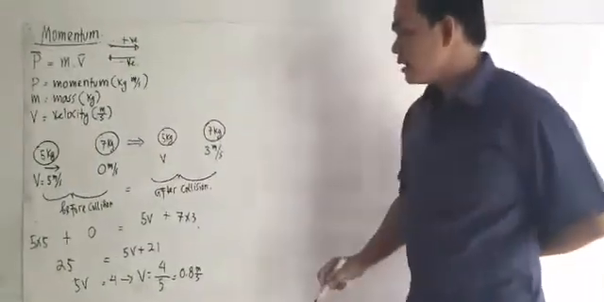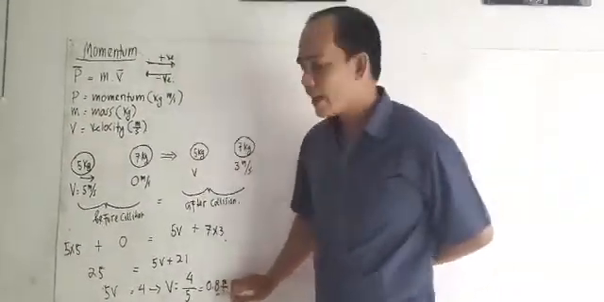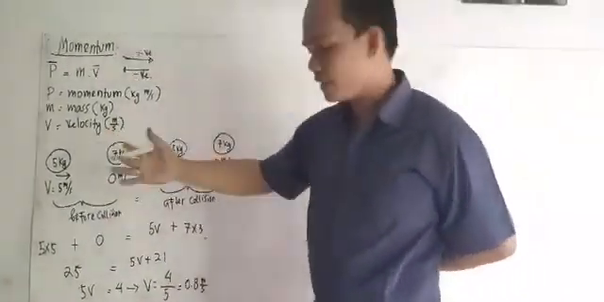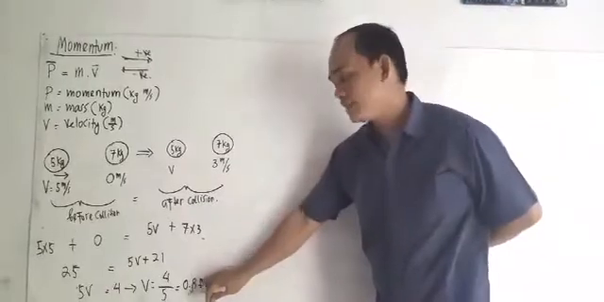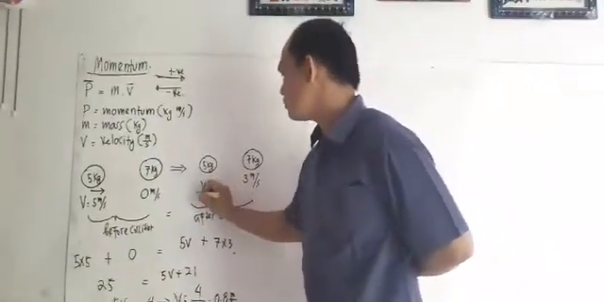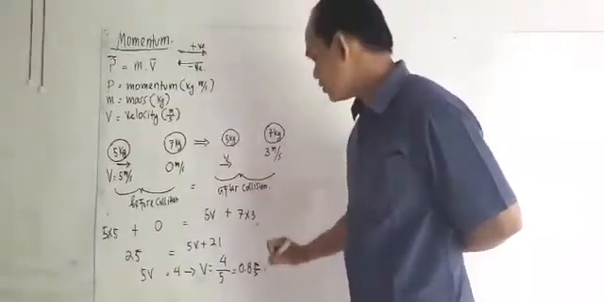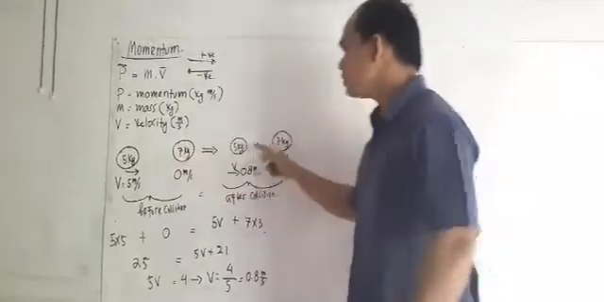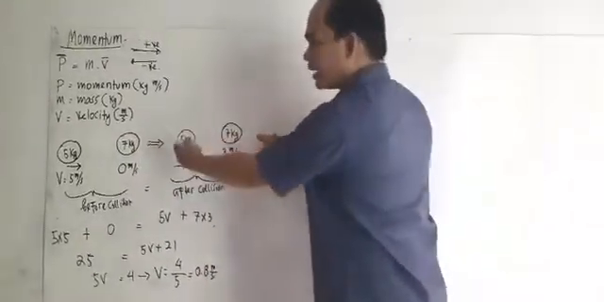So what does it mean? This means that the 0.8 meter per second has direction going to the right. It is not going to the left because there is no negative sign here. So the 5 kilograms ball is also going to the right with the velocity of 0.8 meter per second. So all these directions are the same direction, going to the right.